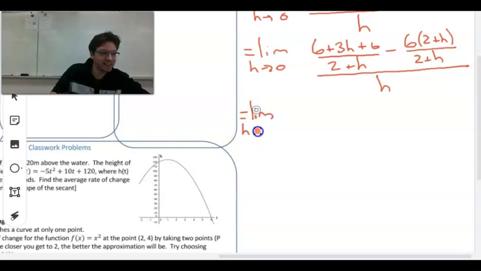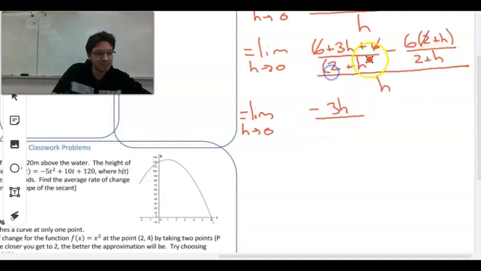So the limit as h approaches 0 then. Now I can subtract these numbers. Here I have 6 plus 6, which is 12, minus 6 times 2, which is 12. Awesome. Those are all going to just disappear for me. And I'm going to be left with 3h minus 6h. So I'm left with negative 3h, and that is all over 2 plus h.